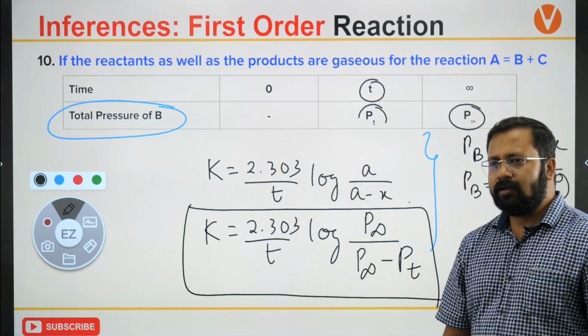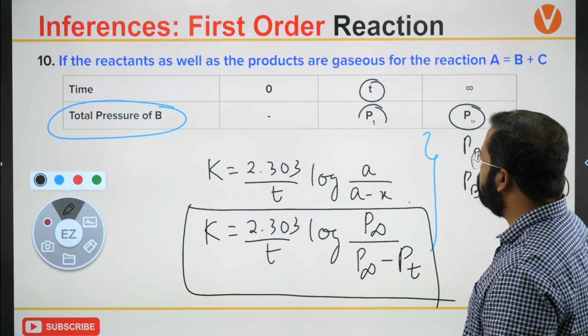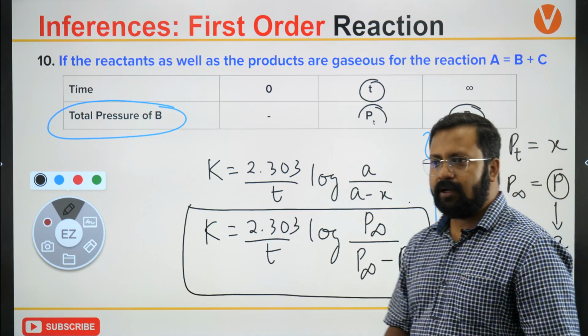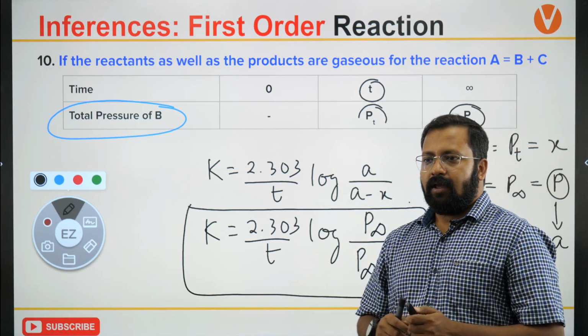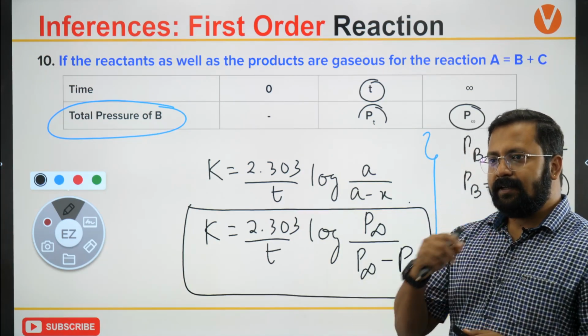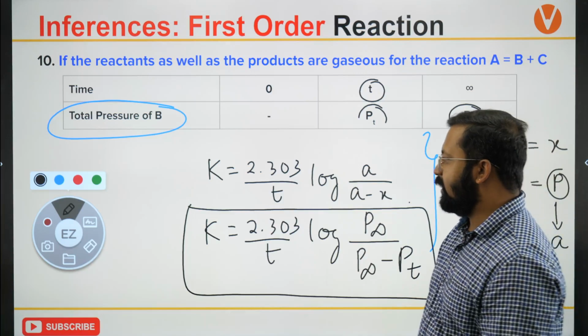Why would it be 2 PT? How would it be 2 PT? Why would it be 2 PT? According to, yeah, obviously, Ritik. Okay? Obviously, I'll explain that. Okay?